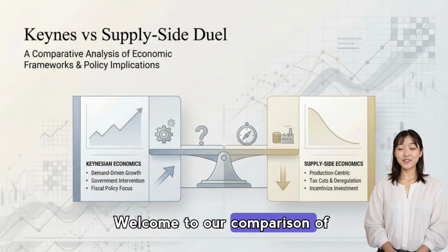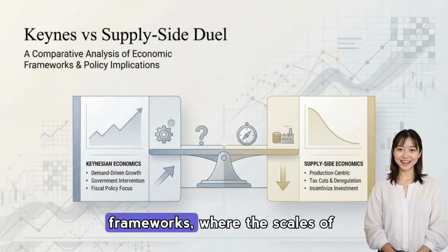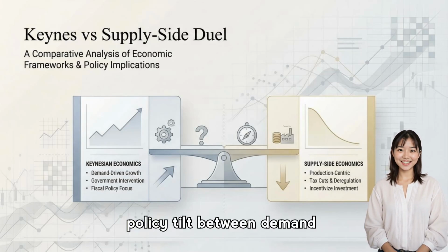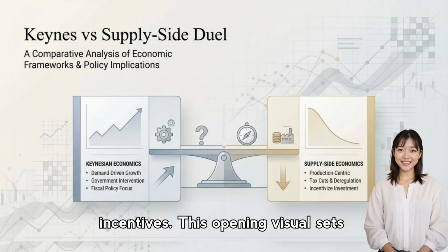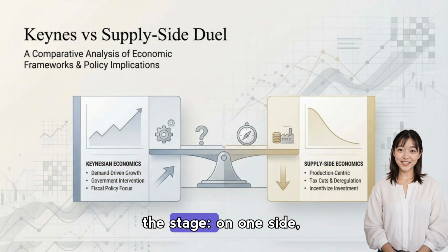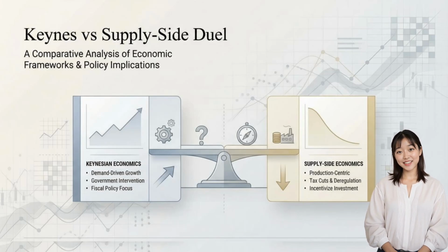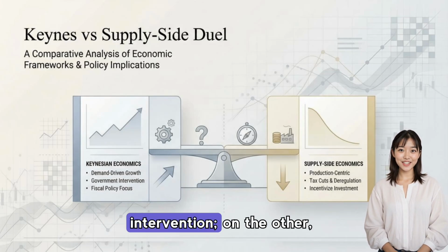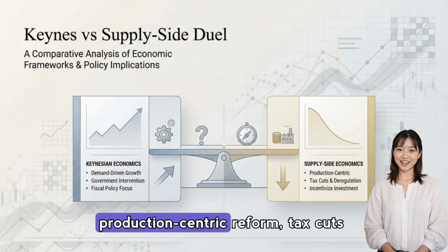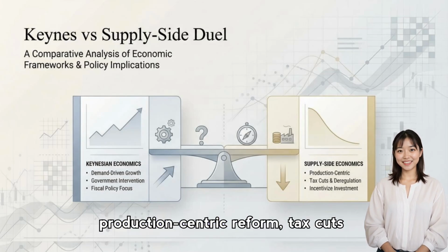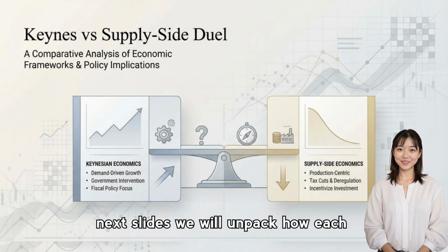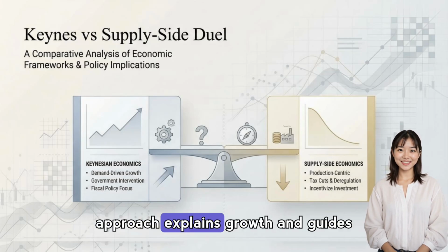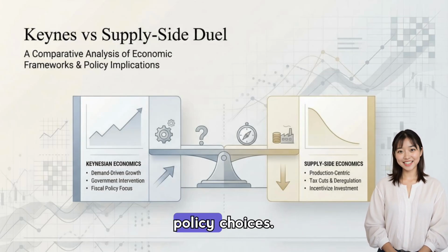Welcome to our comparison of Keynesian and supply-side frameworks, where the scales of policy tilt between demand stimulation and production incentives. This opening visual sets the stage. On one side, demand-driven growth and fiscal intervention. On the other, production-centric reform, tax cuts and investment incentives. Over the next slides, we will unpack how each approach explains growth and guides policy choices.